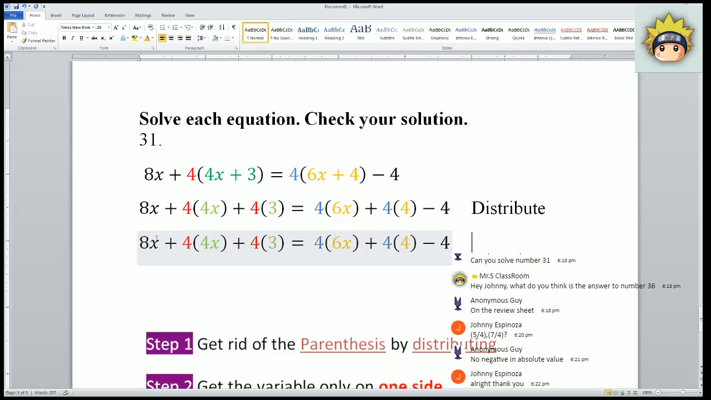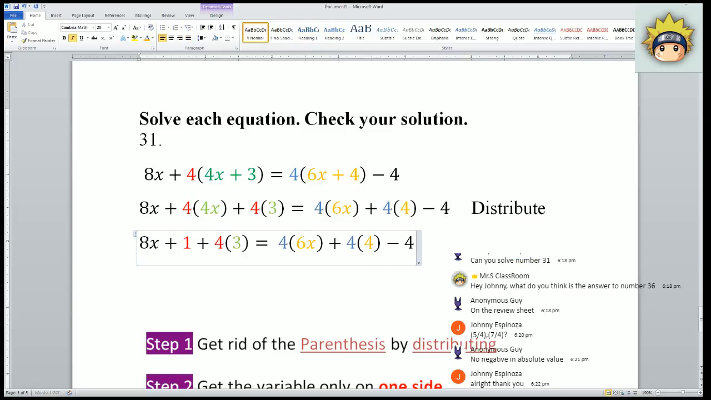After I do some distributing, I combine. It should look like this. 4 times 4x should become 16x. This becomes 12. This is 4 times 6x, which is 24x. 4 times 4 is 16. This is after I simplify.